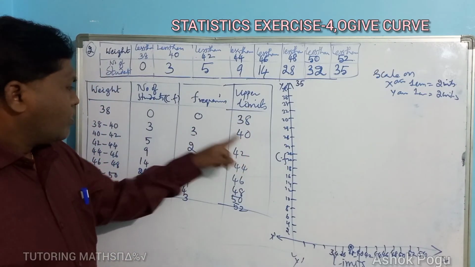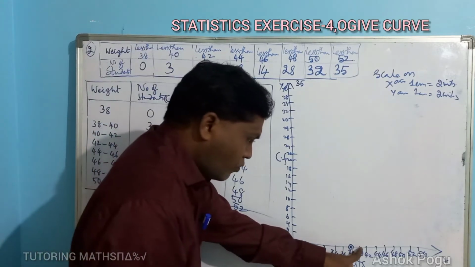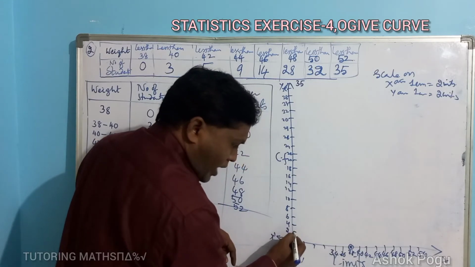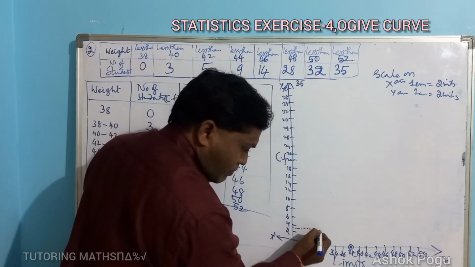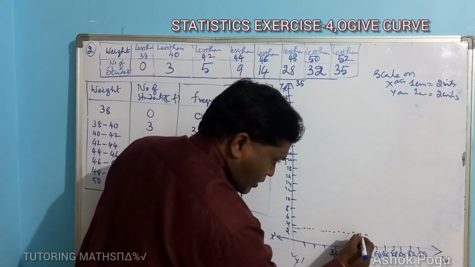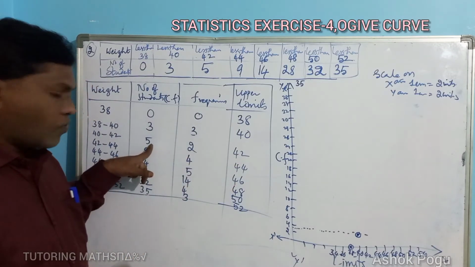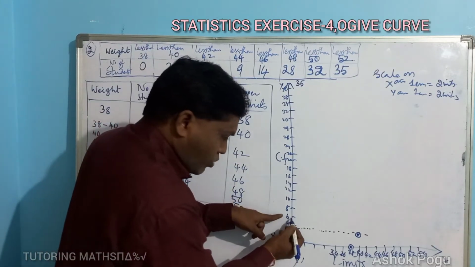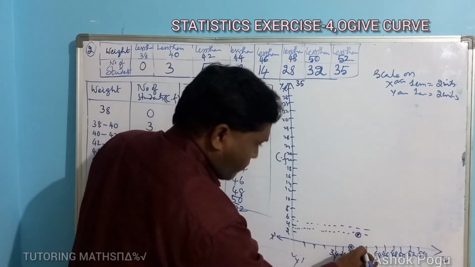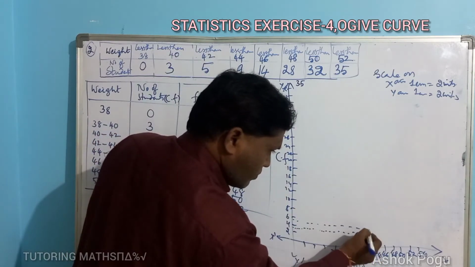Next 40. The 40 limit value is 3. This is 40 and this is 3. 3 means between 2 and 4 you can get 3. Between 2 and 4 is 40. You may get it here. Exactly. Next 42, 5. Between 4 and 6. This is 42.